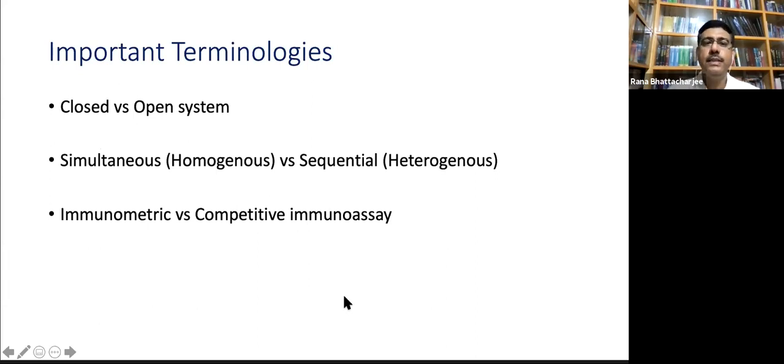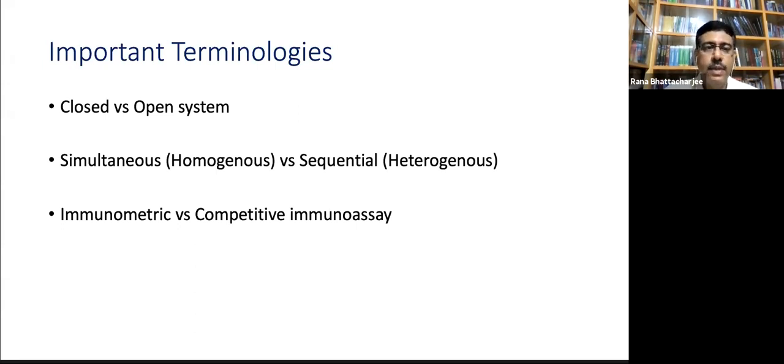There are some important terminologies which you need to remember. You may have come across terms like closed versus open system. An open system is nothing but an assay system where you can use the kit of many manufacturers. But in a closed system, the kits are produced by a particular manufacturer who manufactures a machine, and the assays are also validated mostly by them.